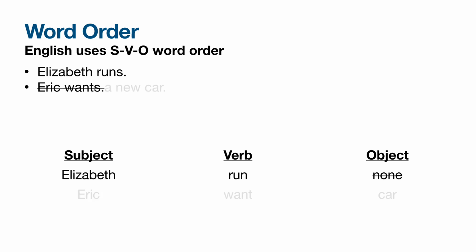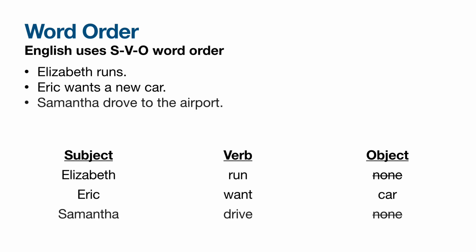When we add a new car to the sentence, we have Eric, the subject, wants, the verb, a new car, the object. The third sentence, Samantha drove to the airport. We have the subject Samantha, the verb drive, but no object. To the airport is an adverbial clause to modify the verb drive.